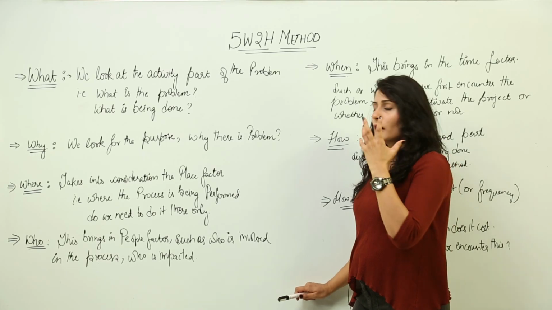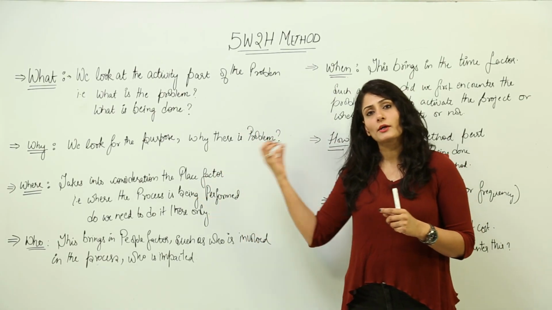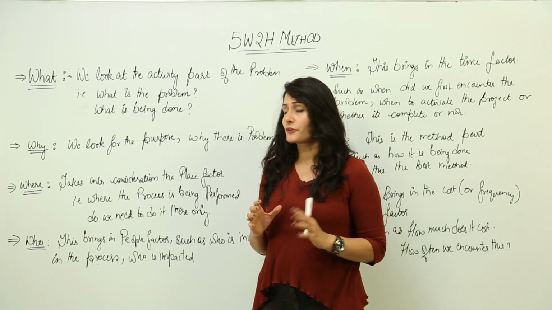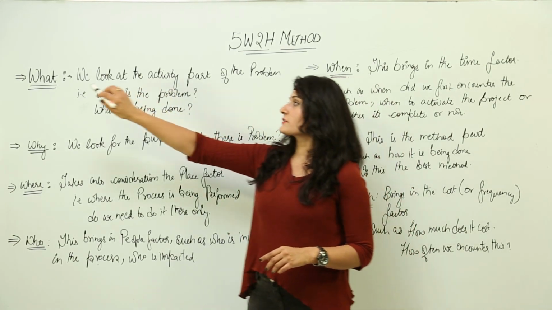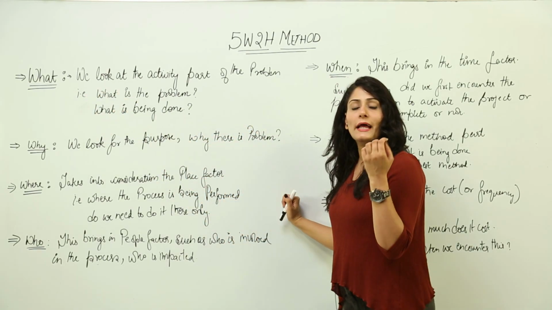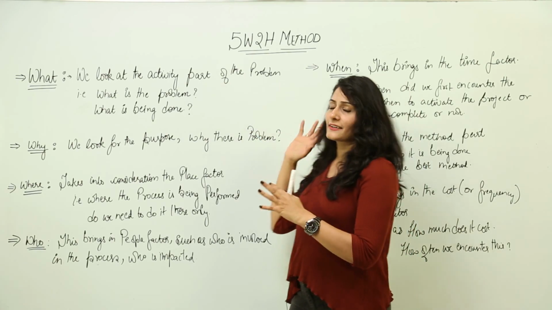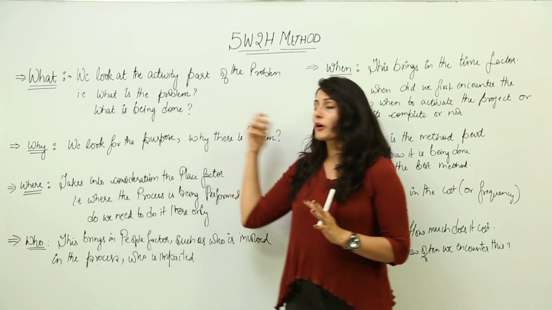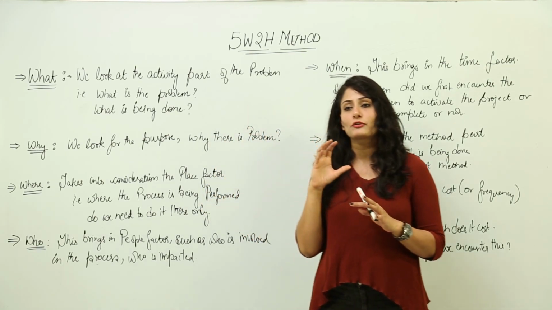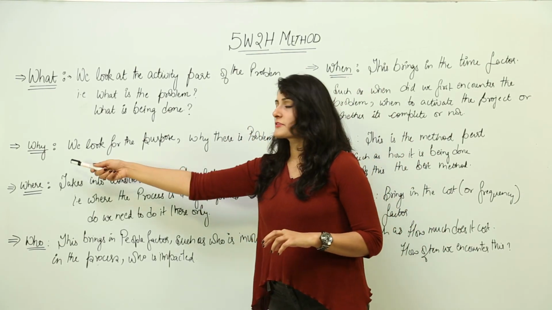Now let us go into a bit more detail and find out what are the questions which are asked and what kind of information can be collected, right. The first one, the first W, is what. Here we try to look at the activity part of the problem, right. That is, what is the problem, what is being done maybe to resolve the problem. Basically what we are trying to find out is what is the activity which is going on, and then comes the why.